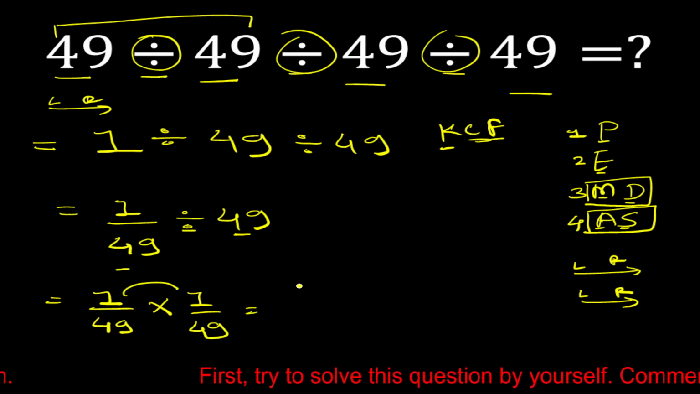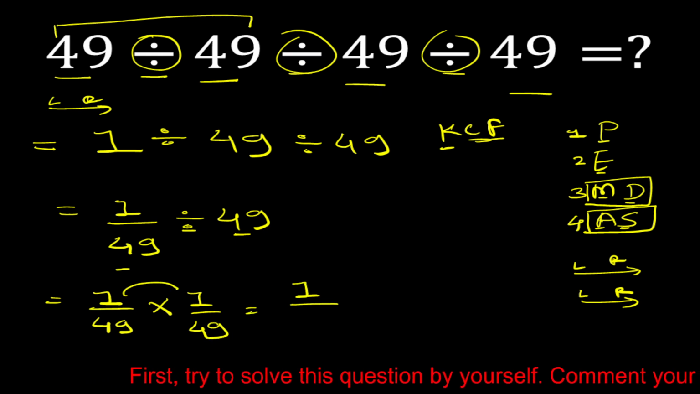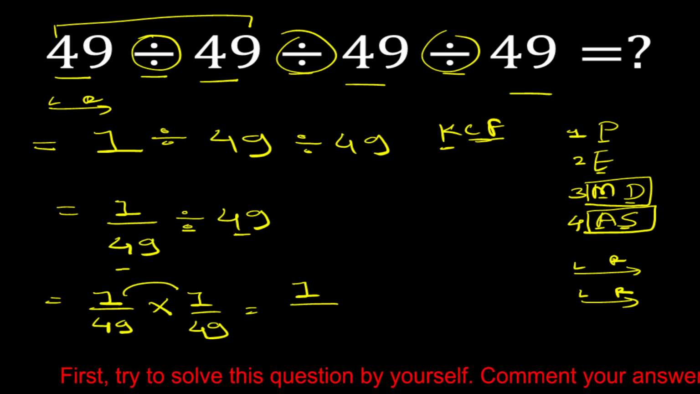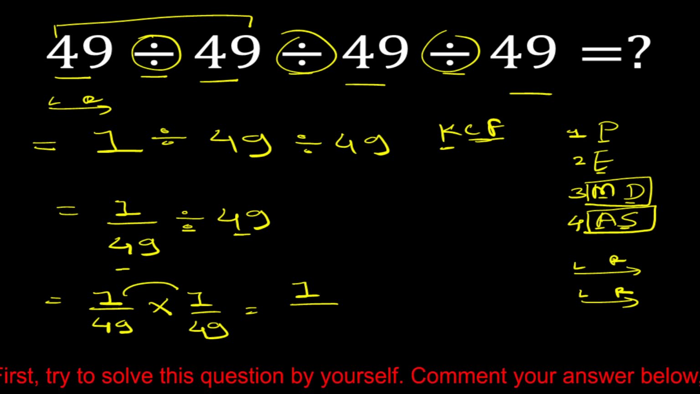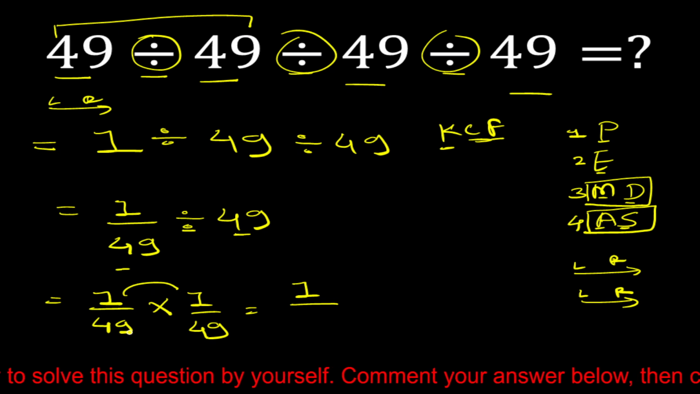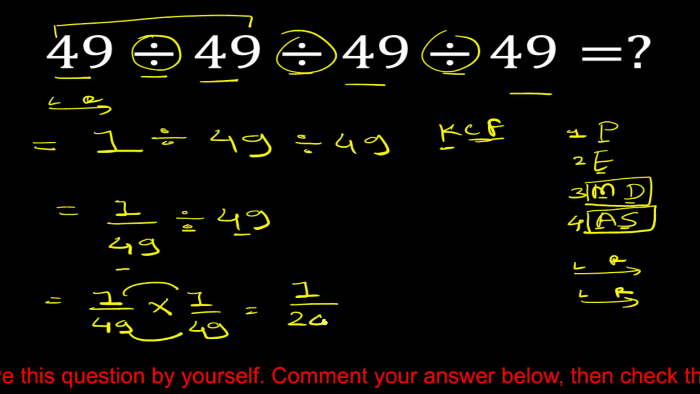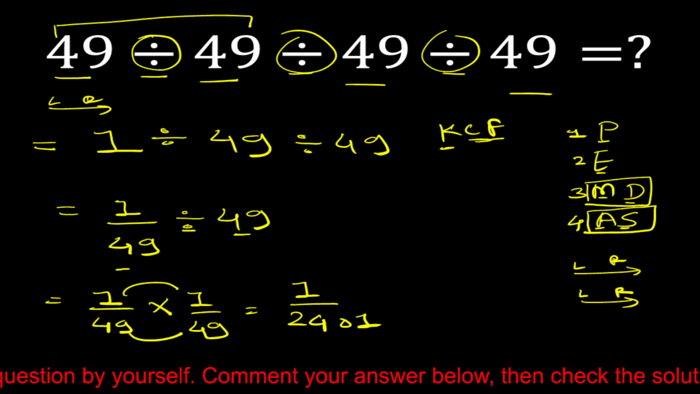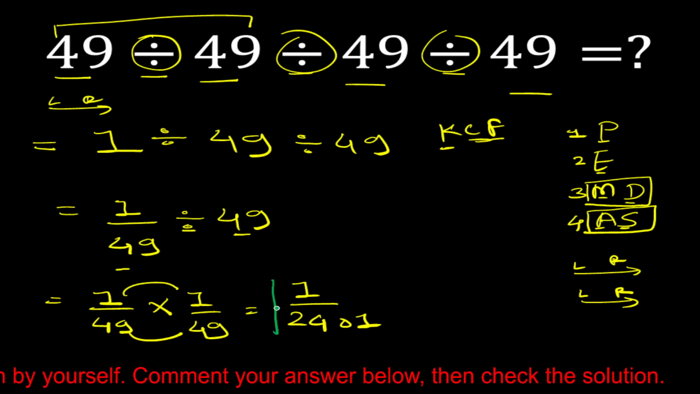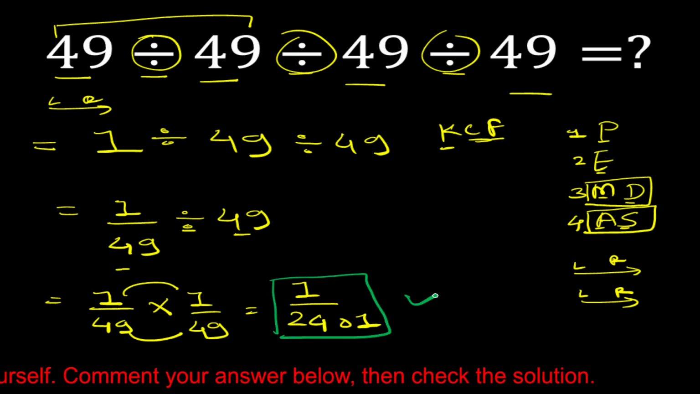Now 1 multiply 1 is equal to 1. Okay. Then 49 multiply 49 is equal to 2401. Okay. So the correct answer is 1 upon 2401.